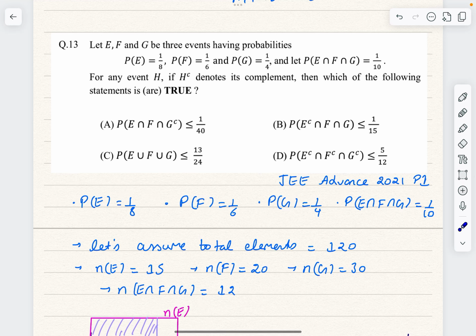Next, we have a problem here, JEE Advanced 2021, Paper 1. This was a range problem in probability. We can use set theory here to simplify. So it's a very good problem we'll discuss here.